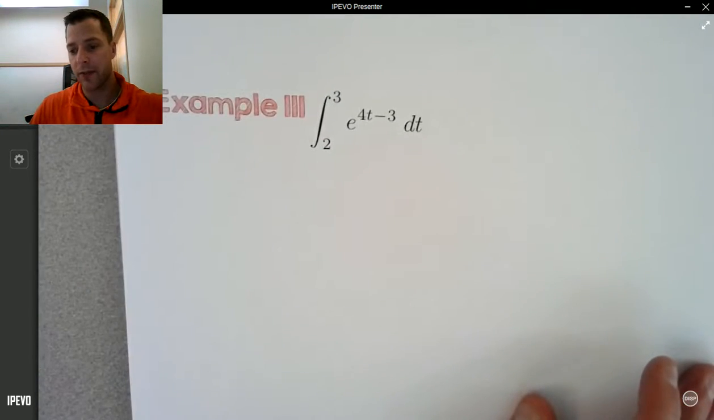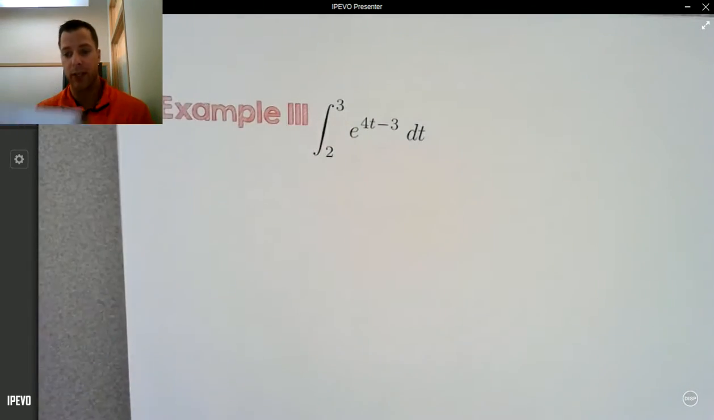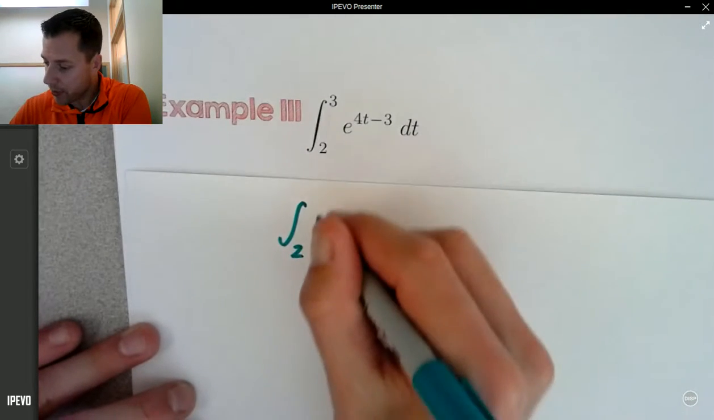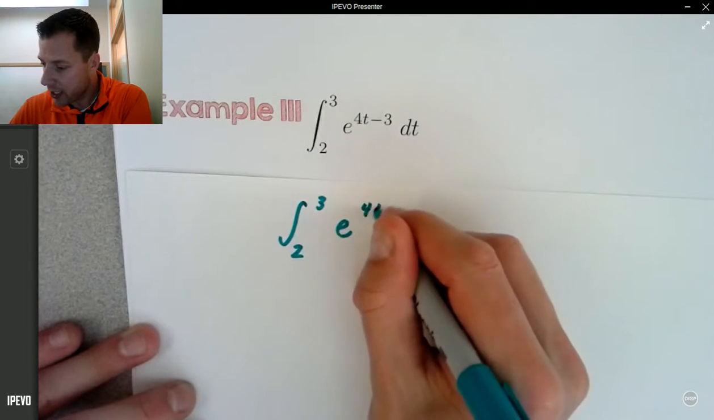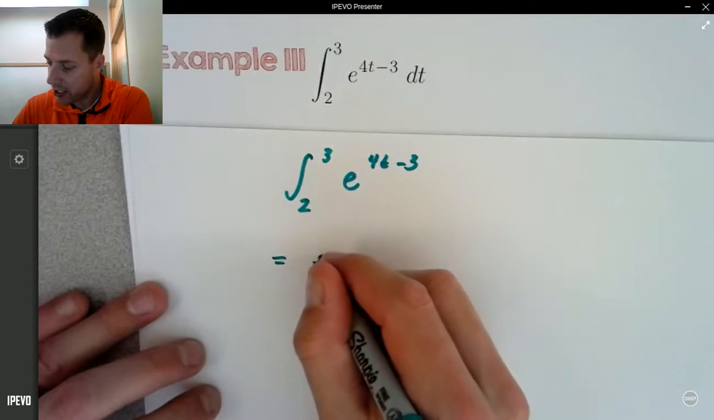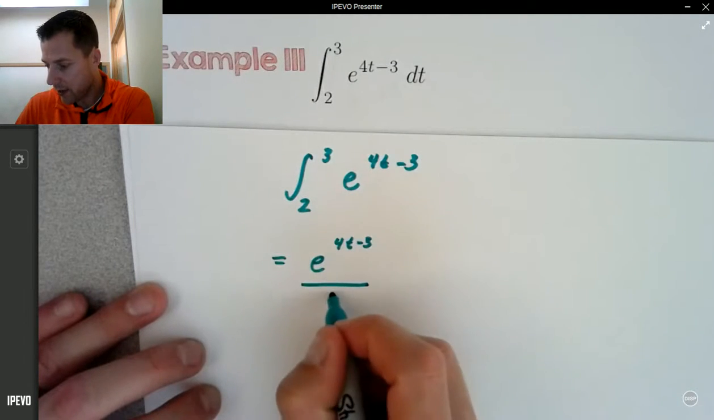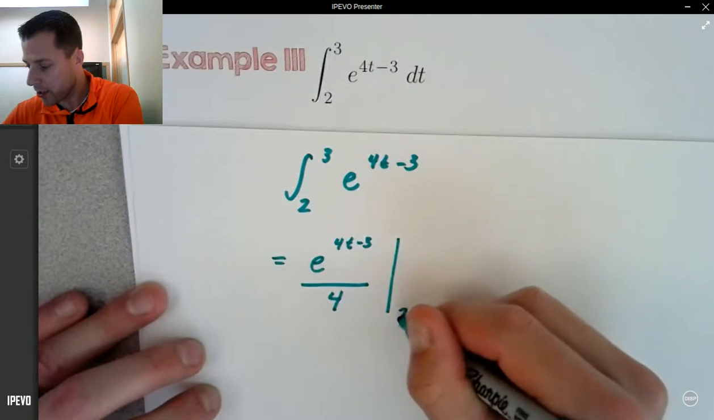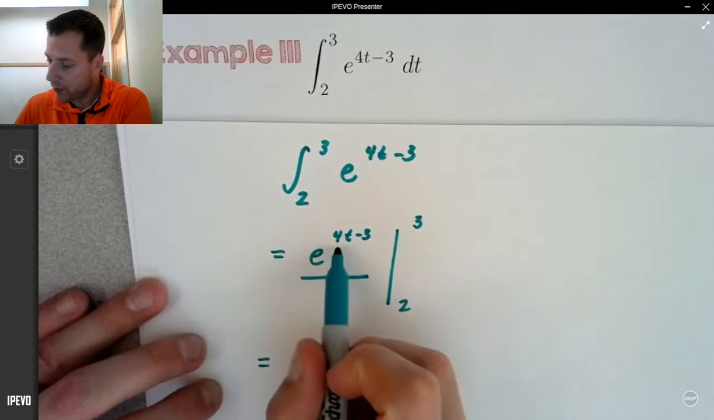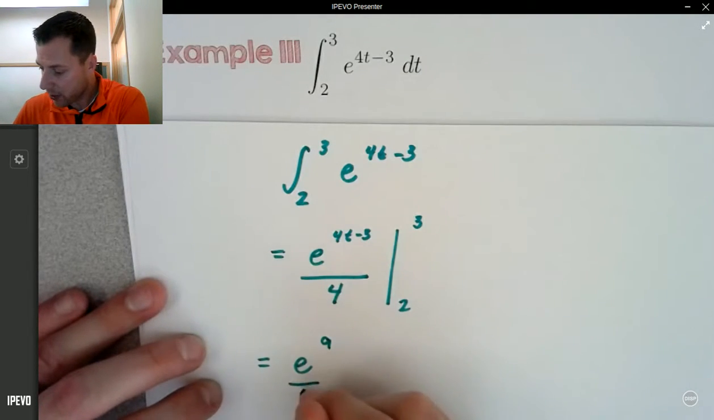Our third example involves e: e to the 4t minus 3, and we're going from 2 to 3, so 1 unit. Again, I write my integral from 2 to 3 of e to the 4t minus 3. When you integrate this, it's e to the 4t minus 3, and you divide by 4. You're going from 2 to 3, plugging 3 in first. So you have e to the 4 times 3, which is 12, 12 minus 3 is 9. So e to the 9th over 4.